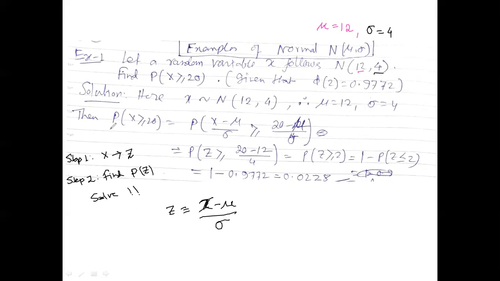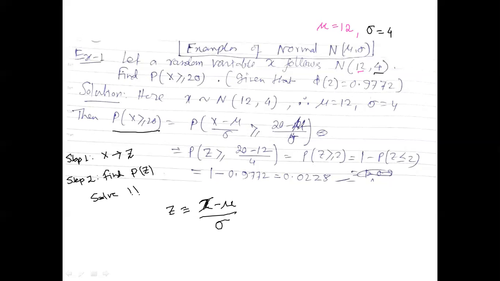Now, here it is given probability of x greater than or equal to 20. That equals probability of x minus mu by sigma, and naturally, because x is greater than or equal to 20, x minus mu by sigma is greater than or equal to 20 minus mu by sigma. Okay. So x minus mu by sigma equals z. So write it z, 20 minus mu by sigma.